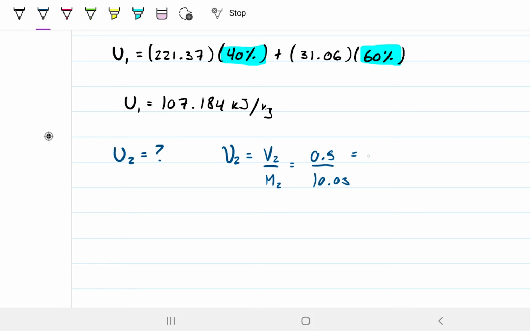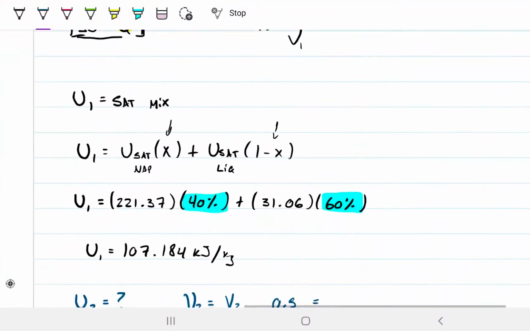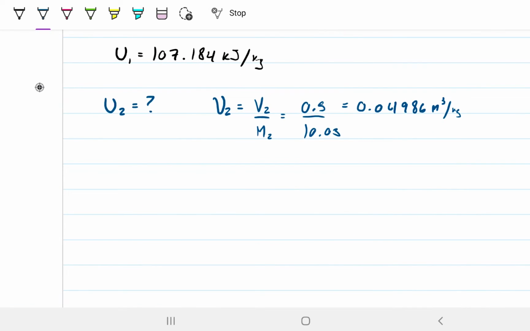So this also gives me the, what was the number again? 0.04986, right? And this is meters cubed per kilogram. Brilliant. And then if that's the case, I know two things now. I know the pressure, which is 700, and I know the specific volume. So what I can do is jump into the table and look for whether this is going to be a saturated mixture or superheated or what's the case here. And then we can go from there.